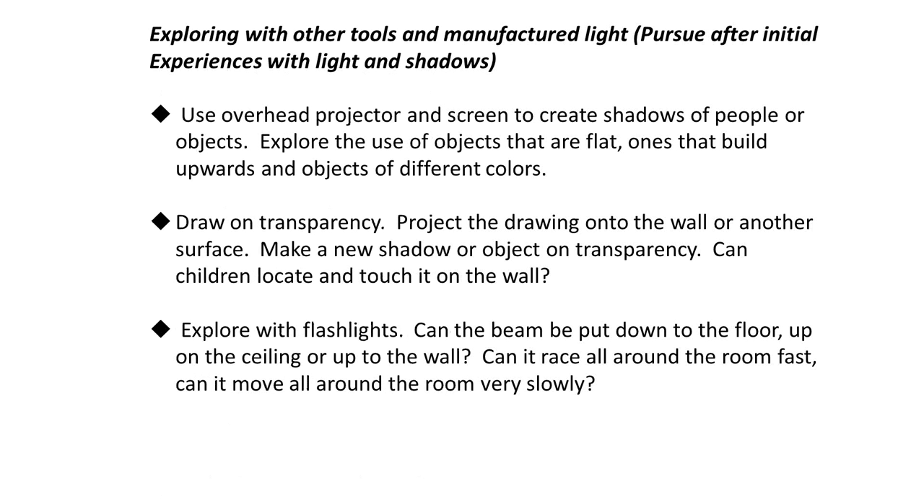And then exploring with other tools and manufactured or artificial light. Think about using an overhead projector, which we've talked about before, or a screen to create shadows of people or objects. Explore the use of objects that are flat, ones that build upwards, or objects of different colors. Draw on transparencies. Project the drawing on the wall or another surface. Make a new shadow or object on a transparency. Can children locate and touch it on the wall? Two-year-olds especially love doing that, based on the images.